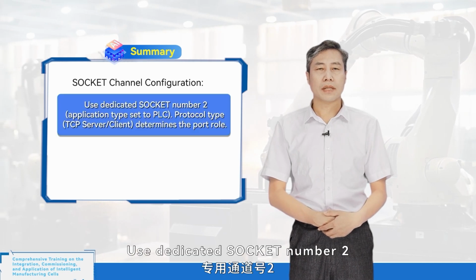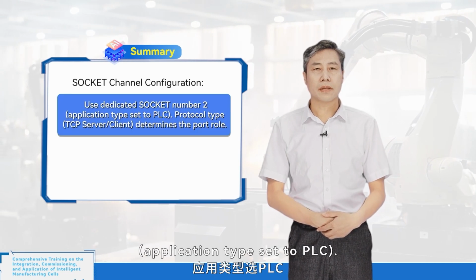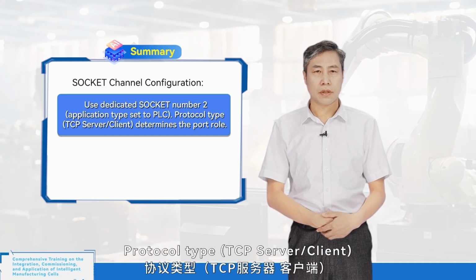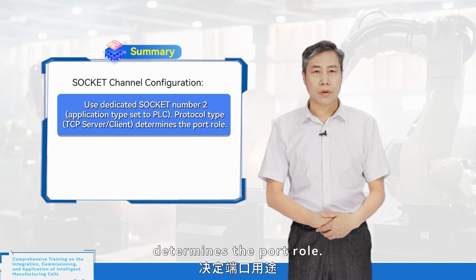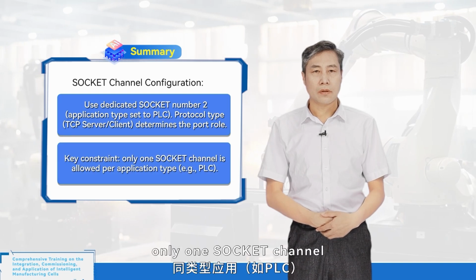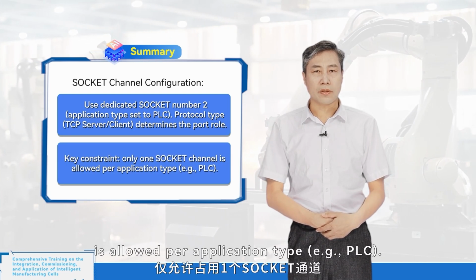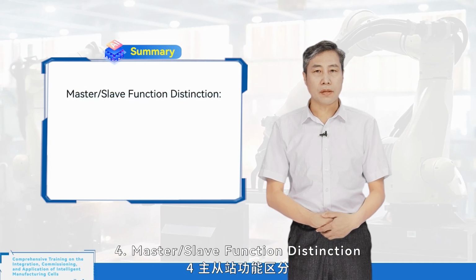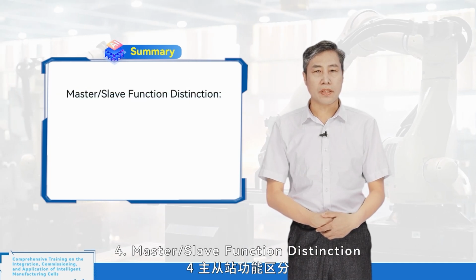3. Socket channel configuration. Use dedicated socket number 2, application type set to PLC. Protocol type, TCP server and client, determines the port role. Key constraint. Only one socket channel is allowed per application type, e.g. PLC.